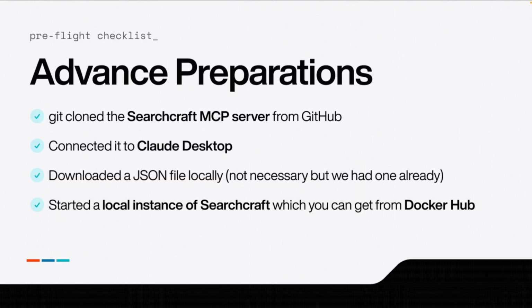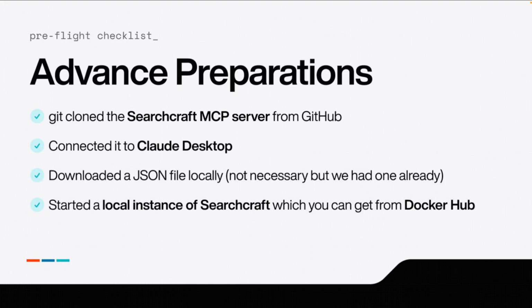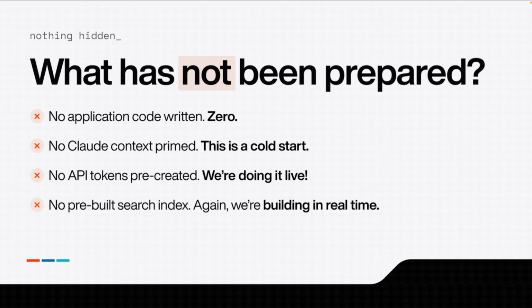So what did I do ahead of time? I cloned the Searchcraft MCP server down, and I connected it to my local Claude desktop. And then I have a data file here in JSON format, but you could have pulled one from the web or whatever. And then I have a local instance of Searchcraft running, which you can download for free at Docker Hub.